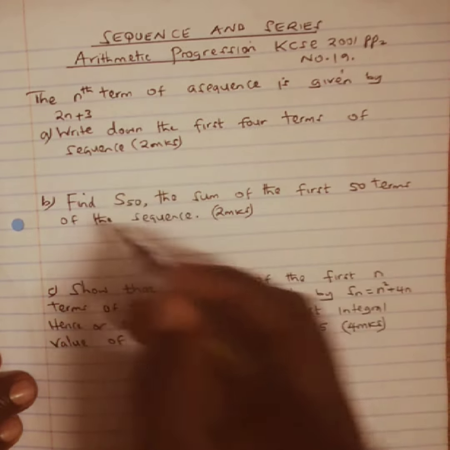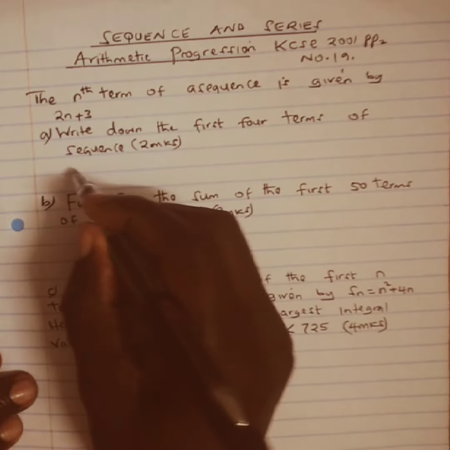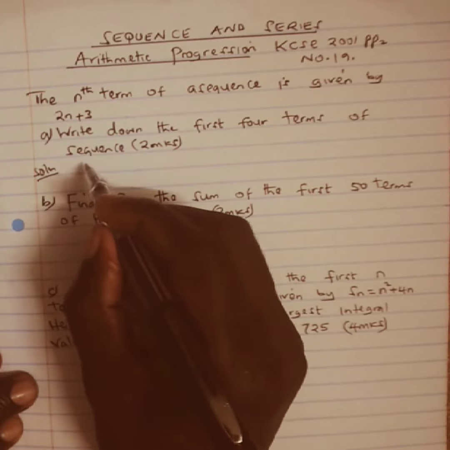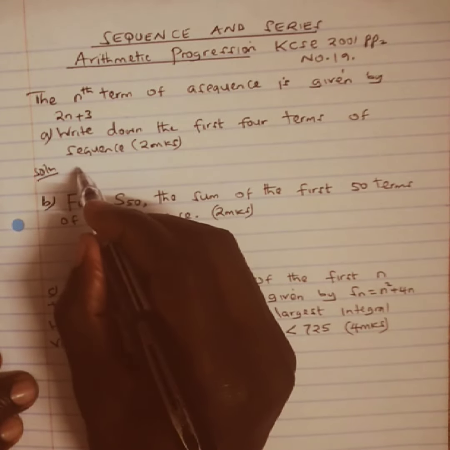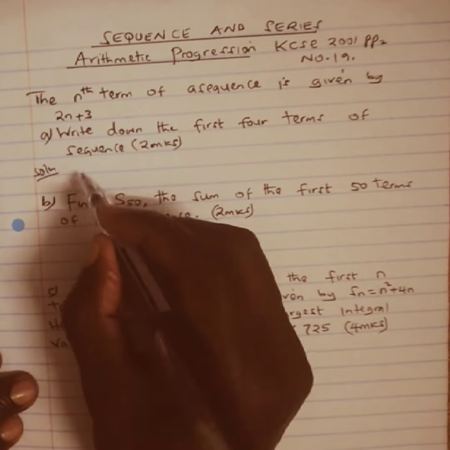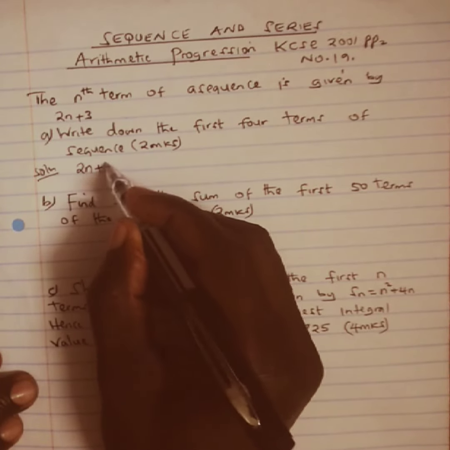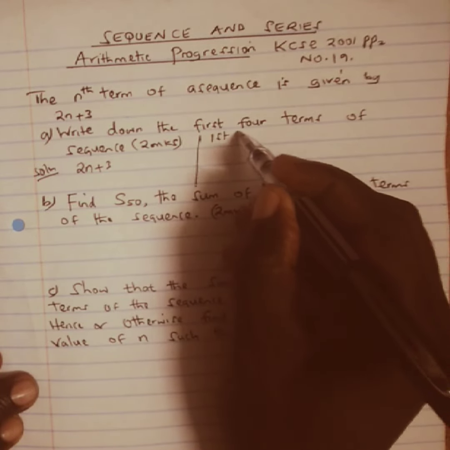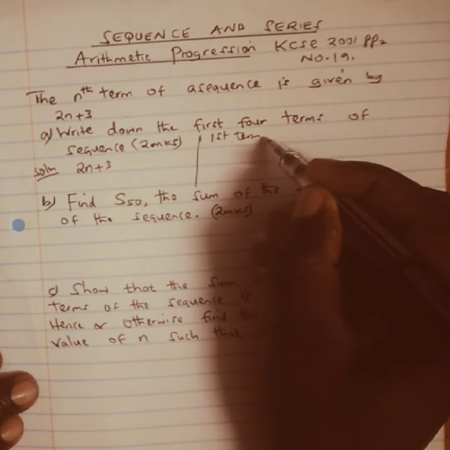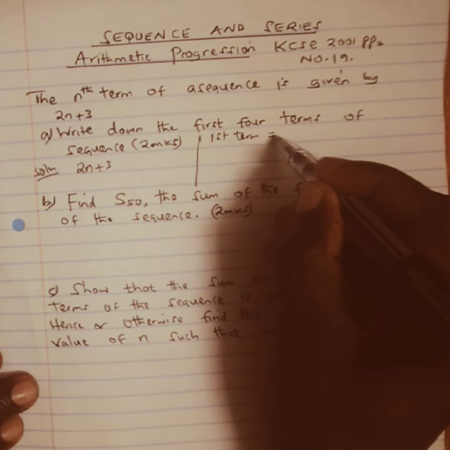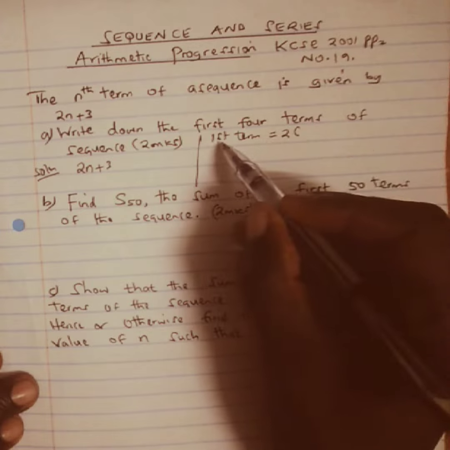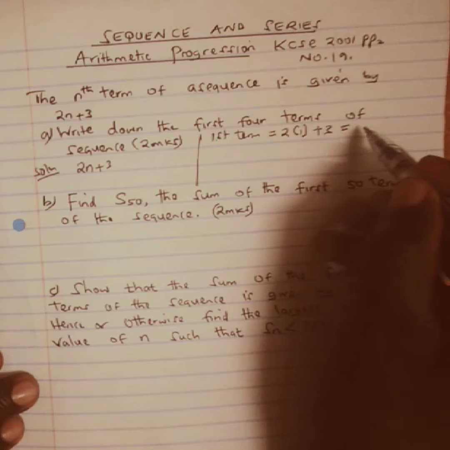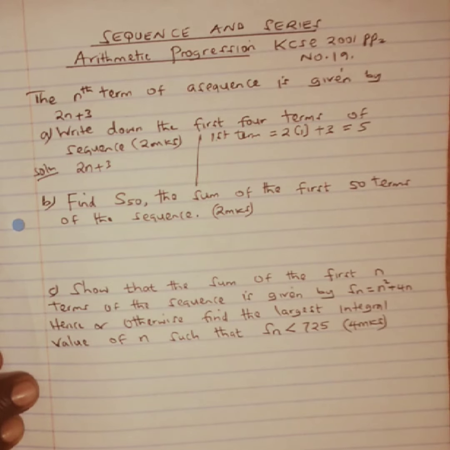This question is very simple. Let us look at the solution. We have the general equation for the sequence, that is 2n plus 3. So if we need the first term, it means n is 1. So we are going to have 2, we multiply by n being 1, we add 3, and this one is going to be equal to 5.